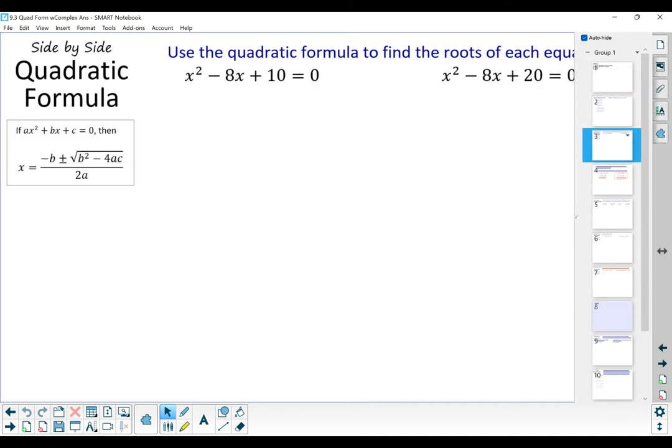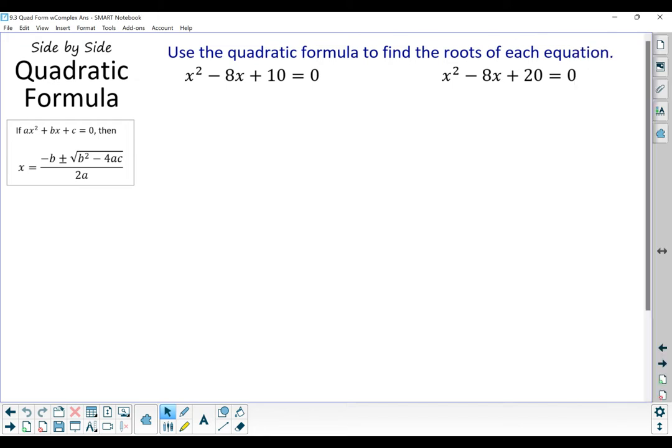So we have used the quadratic formula in the past. You should be familiar with it. Most of you are what I would qualify as an expert with the quadratic formula. So remember, the quadratic formula tells us that if ax squared plus bx plus c is equal to 0, then x is equal to negative b plus or minus the square root of b squared minus 4ac all over 2a.